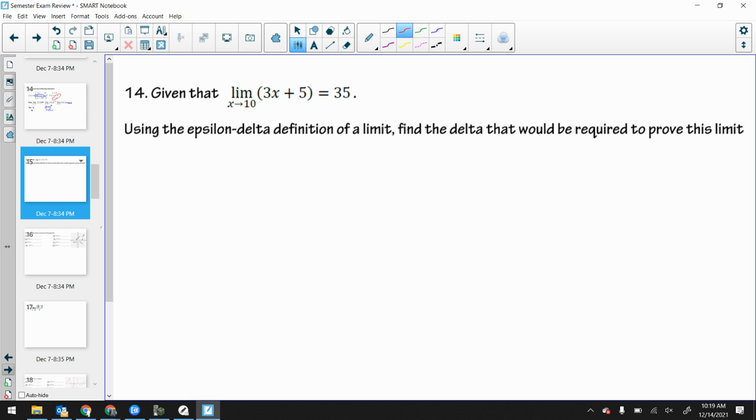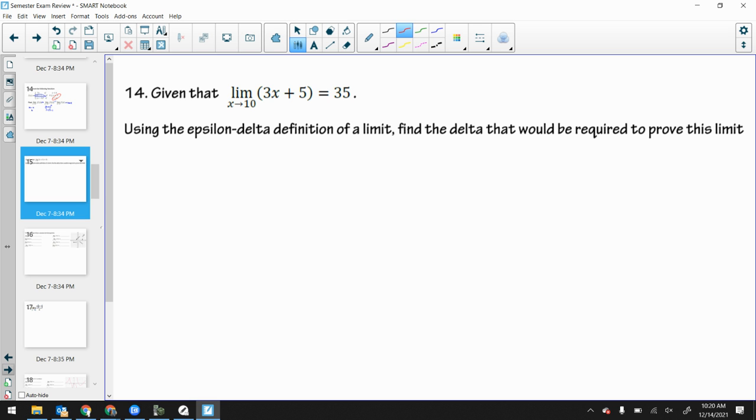Delta epsilon. I know, this was that weird thing. Remember that? I never liked the delta epsilon definition of a limit. All right, so the limit as x approaches 10 of 3x plus 5 is 35.